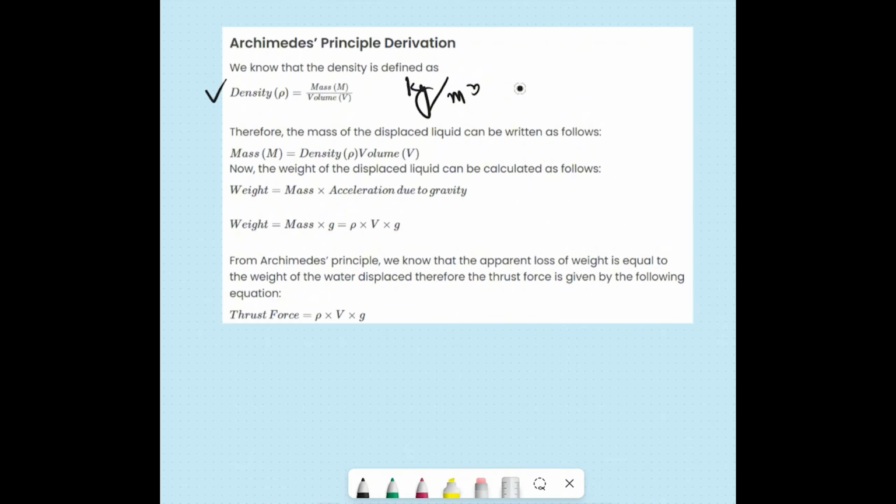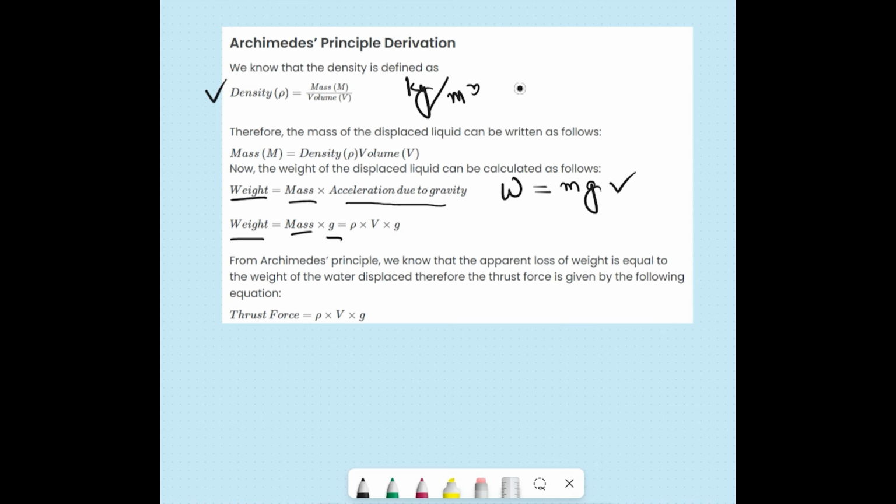And the mass is equal to density times the volume, and the weight, right? So the weight is equal to the mass and the acceleration due to gravity. It means that we could write down W, the weight of water or fluid whatsoever, is equal to the mass and the acceleration due to gravity.